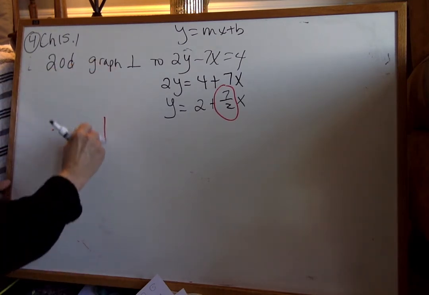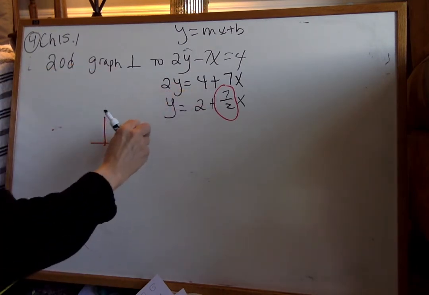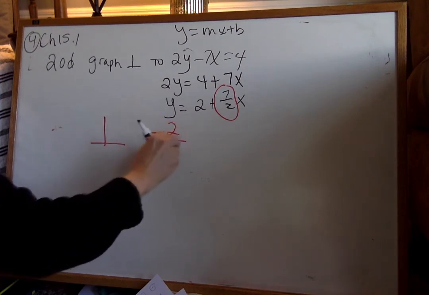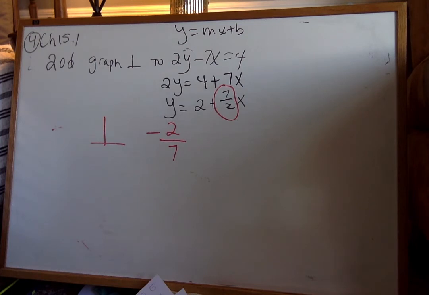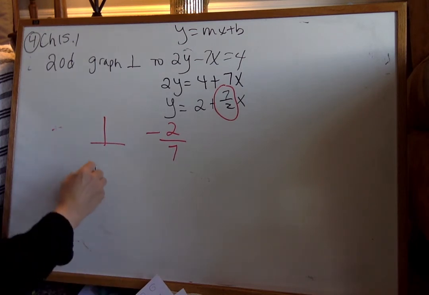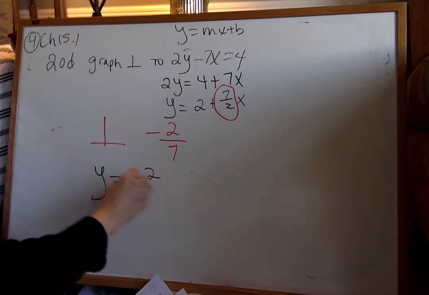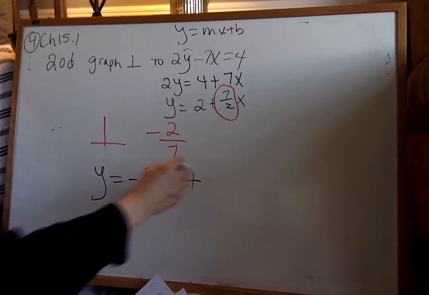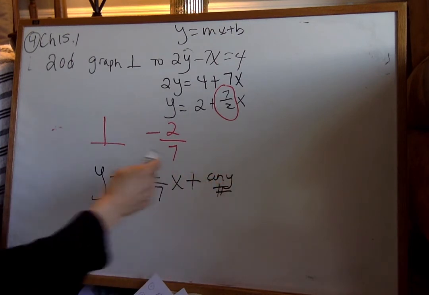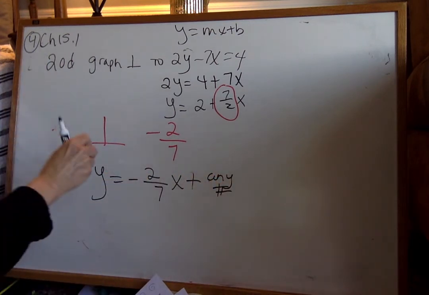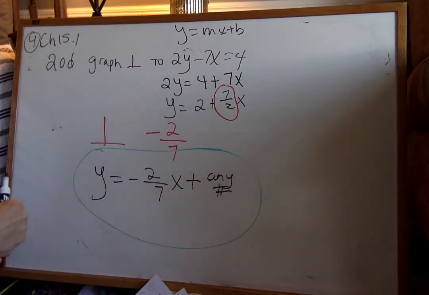Perpendicular says then I have to flip it and change the sign. This was positive, so I'm going to negative, and I flip it. So y equals minus 2/7 x plus any number. Again, something with infinite answers. Now, why does that make sense?